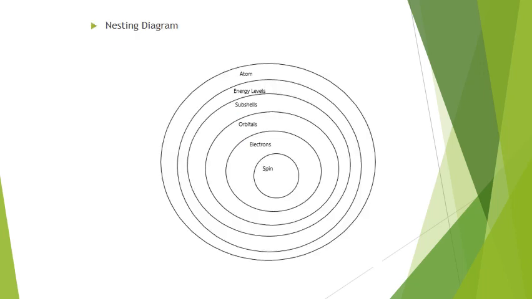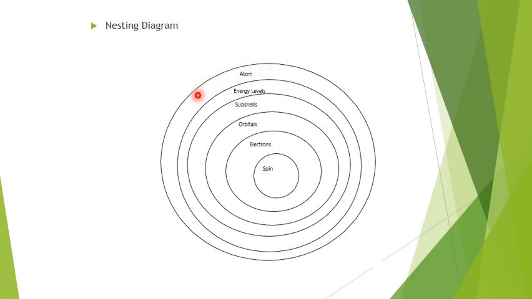Okay, so let's put this together in terms of the big picture of how all these guys fit together. So you have an atom. This is what we call a nesting diagram, and you can think of the Russian dolls. You have those wooden Russian dolls. You open up, and there's mama. You open it up, and there's daughter, and you open up daughter, and there's the next daughter, and then finally you get the little baby. It's the same kind of thing here.